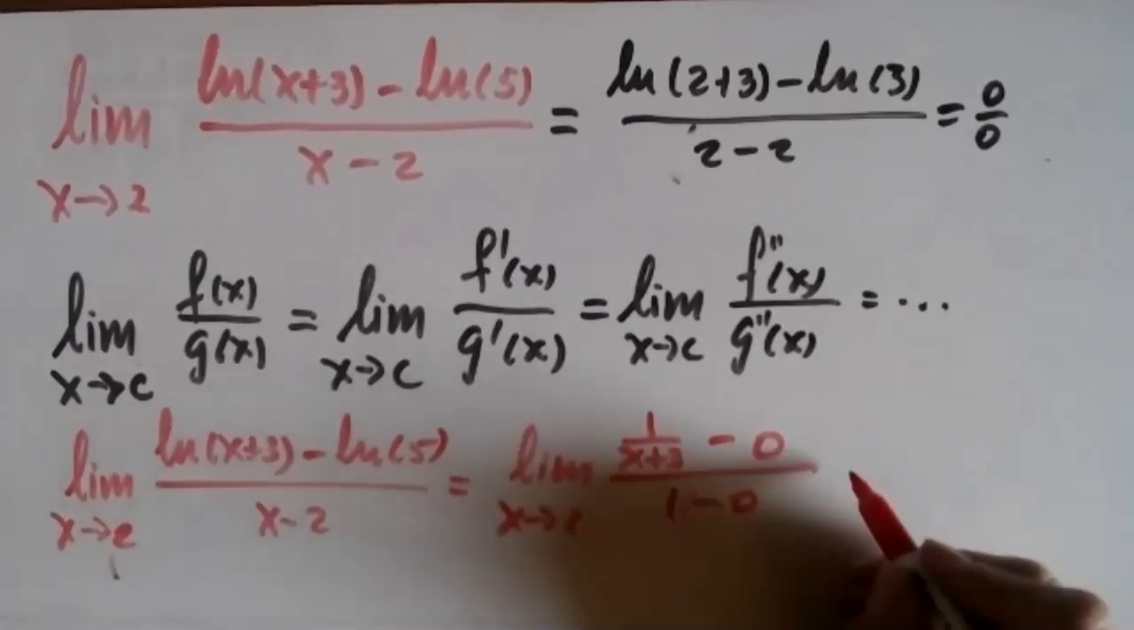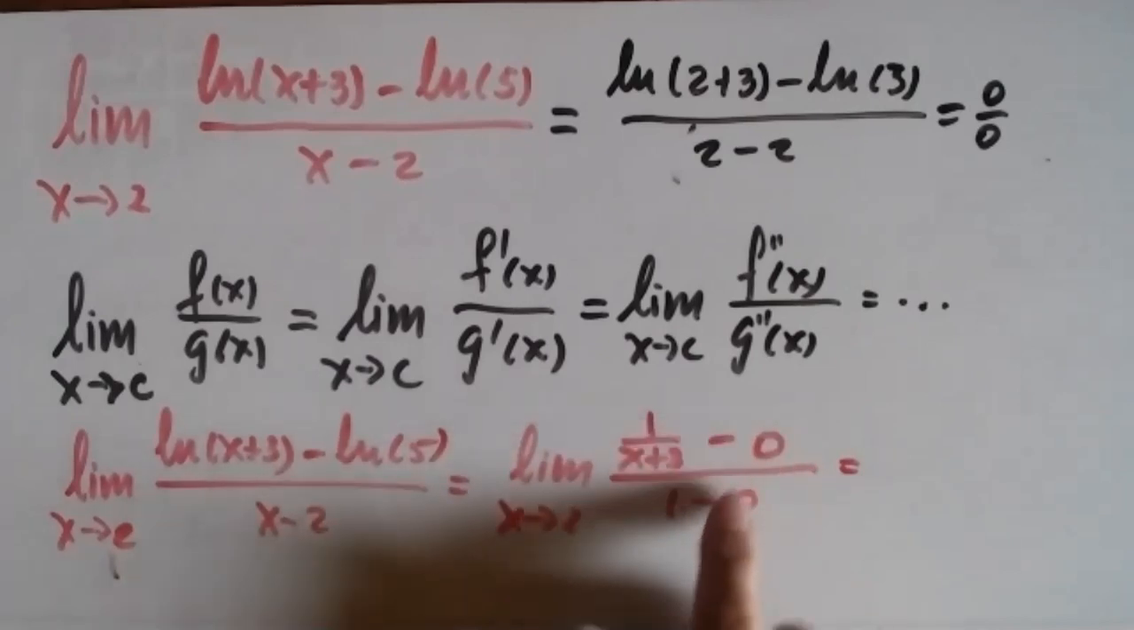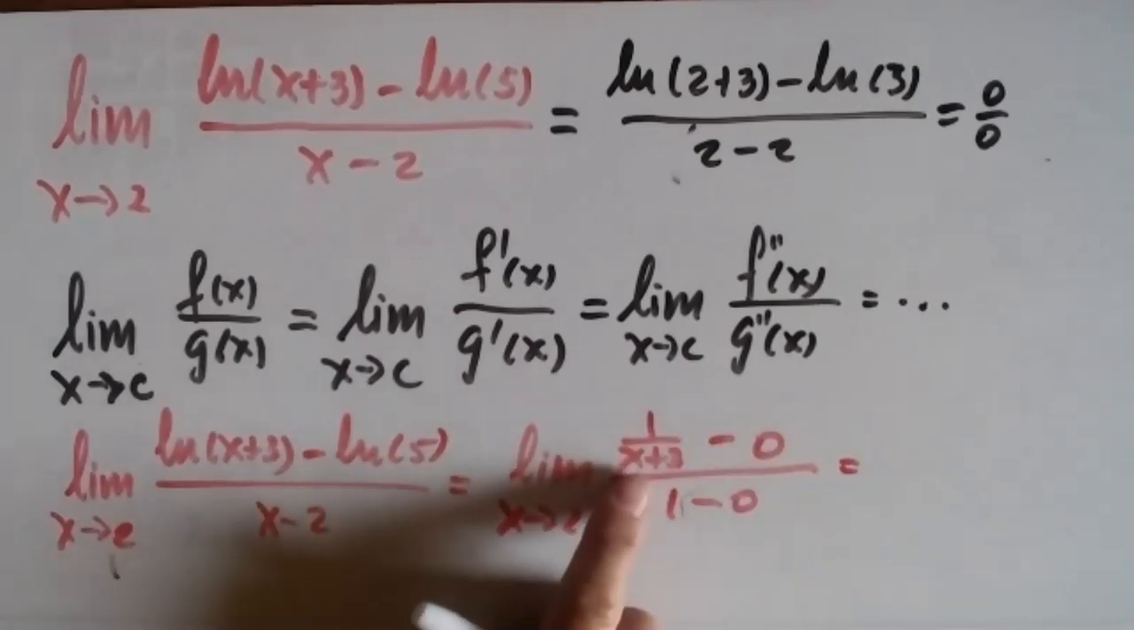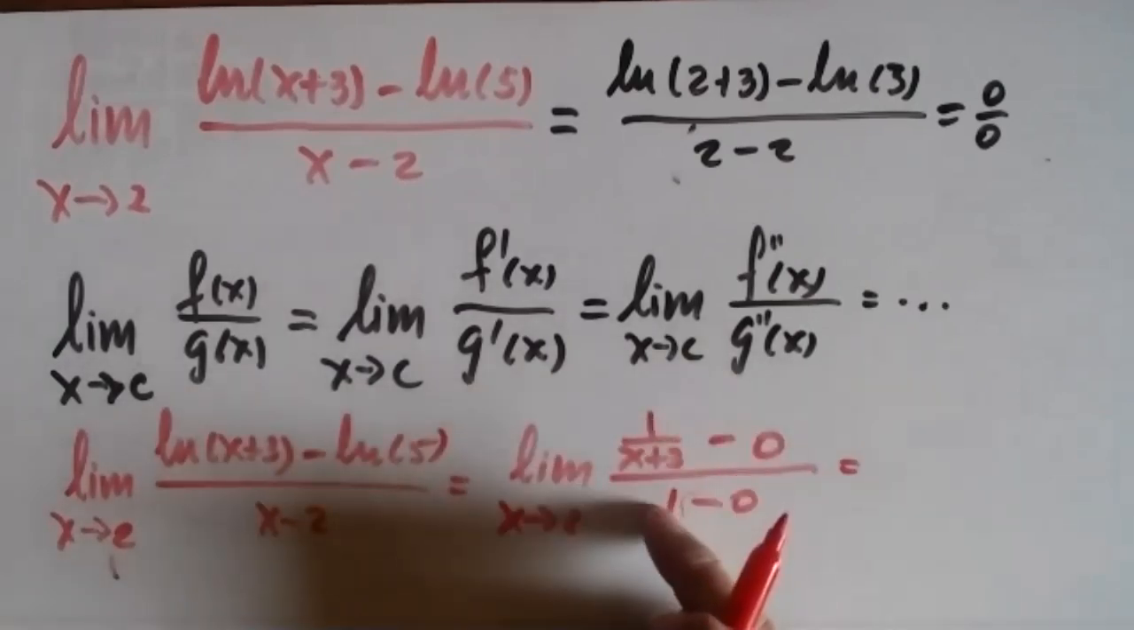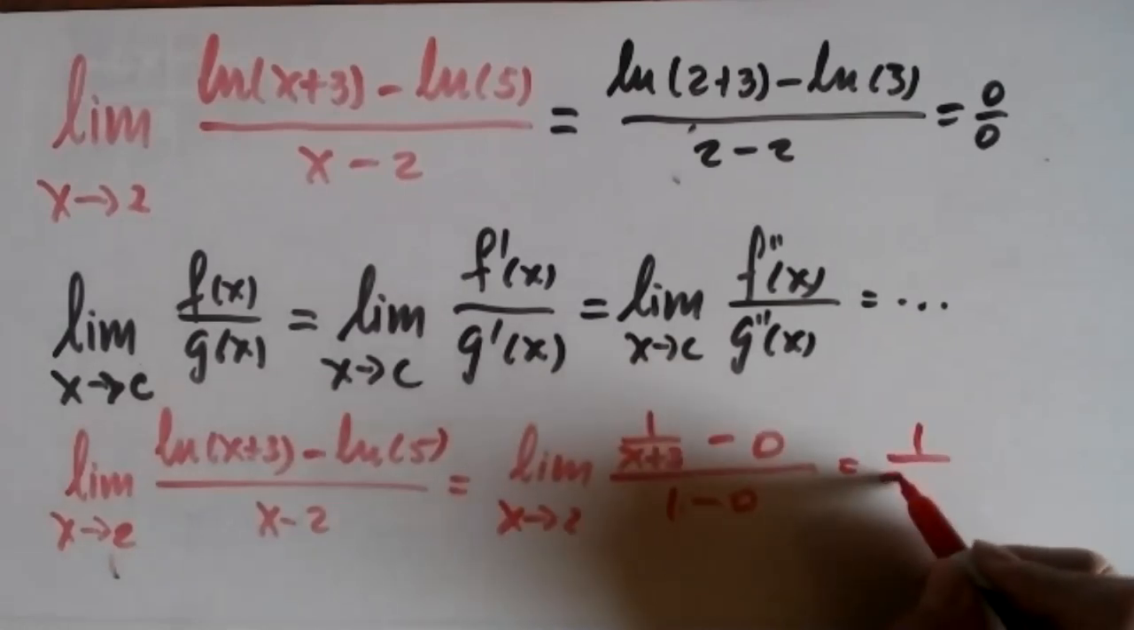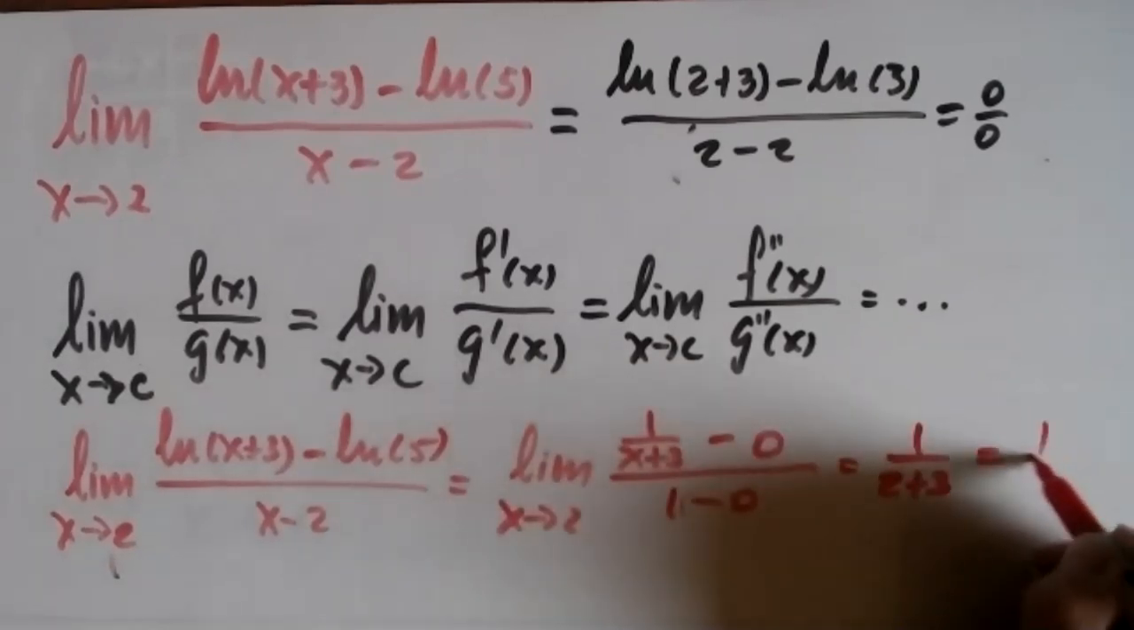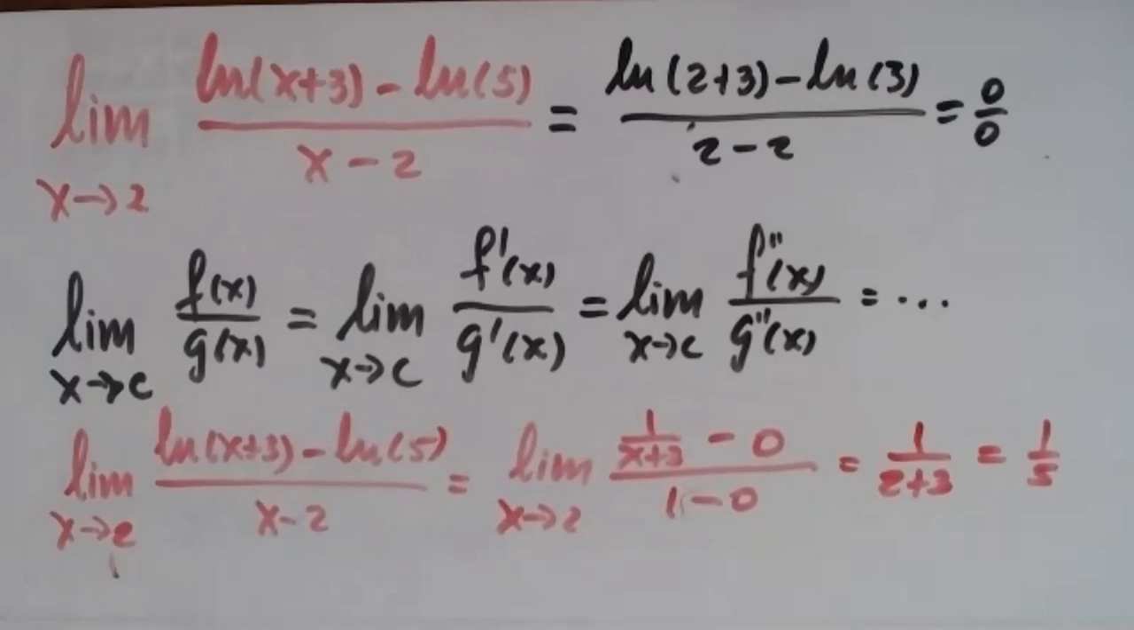Okay. Now, no problem with these zeros. We put a 2 right here. What do we get? 1 over 1 is this one. So it's 1 over 2 plus 3, which is 1/5. That's my answer. Okay?